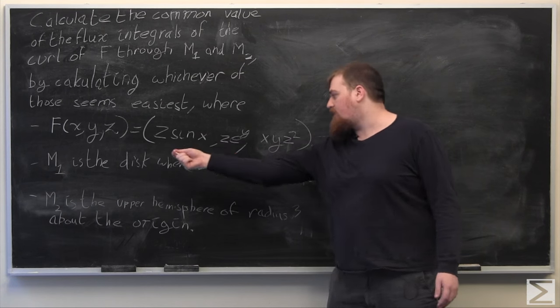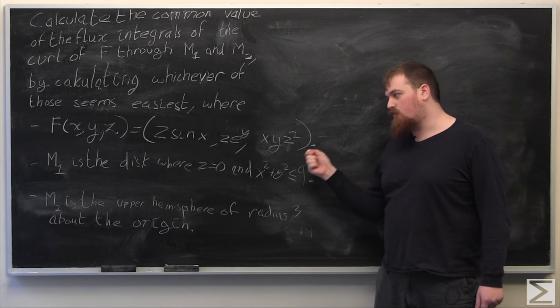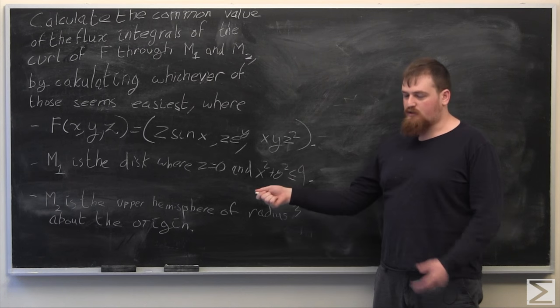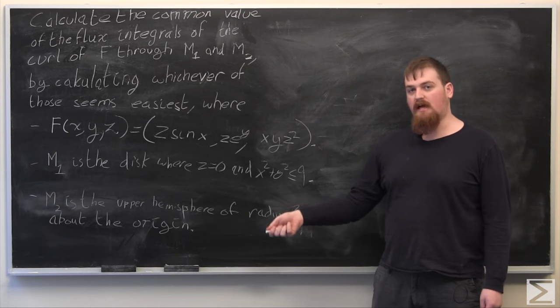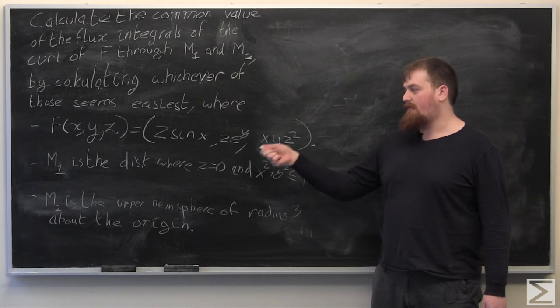And here we add that our F is equal to z sine x, z e to the y, x y z squared. M1 is the disk of radius 3 in the xy plane in R3, and M2 is the upper hemisphere above that disk. So, in order to start, we want to calculate the curl of F of x, y, z.